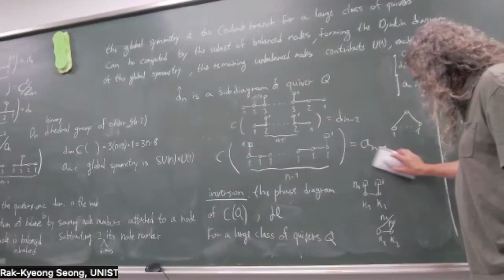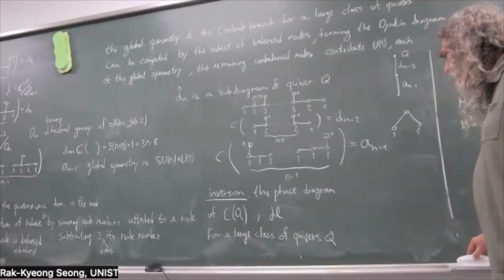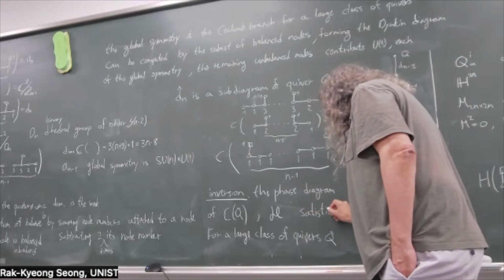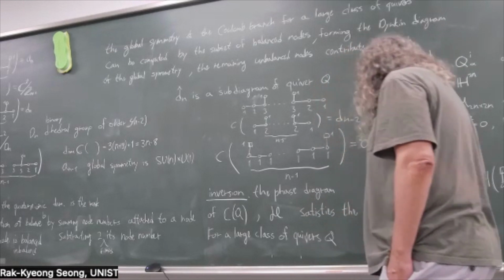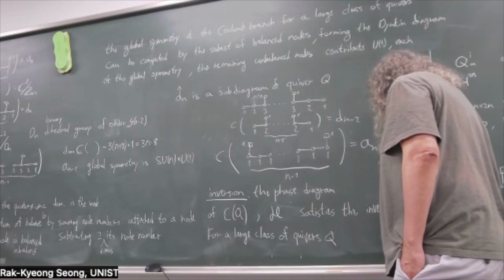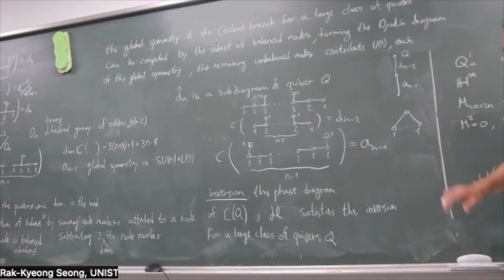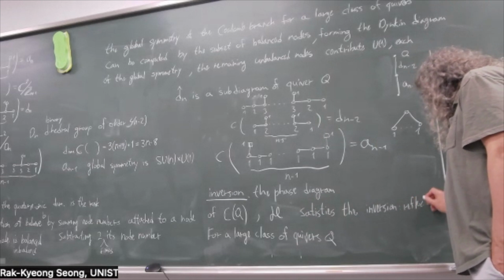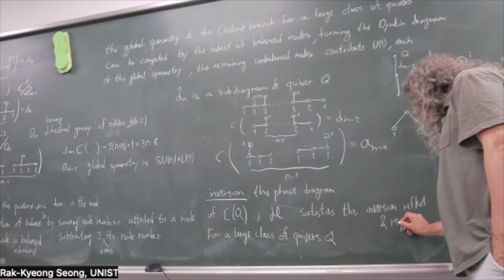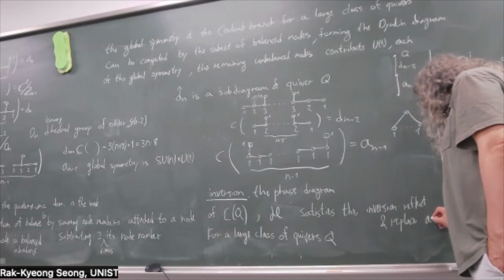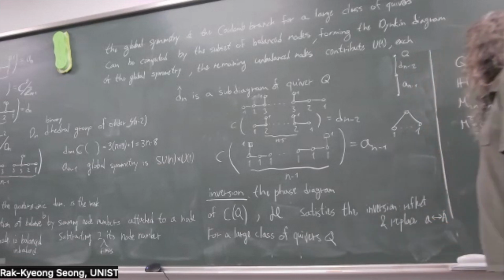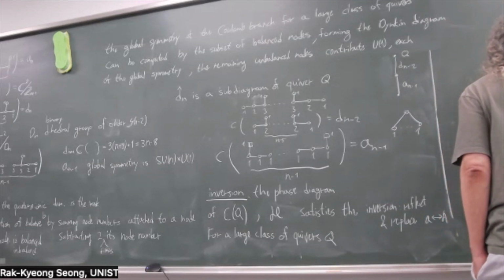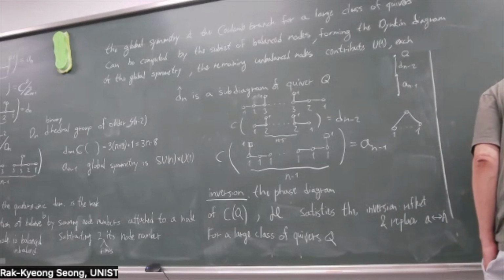Here I'm going to erase. It satisfies the inversion, where you reflect the diagram and replace lowercase by capital case. What is it? So let's explain.